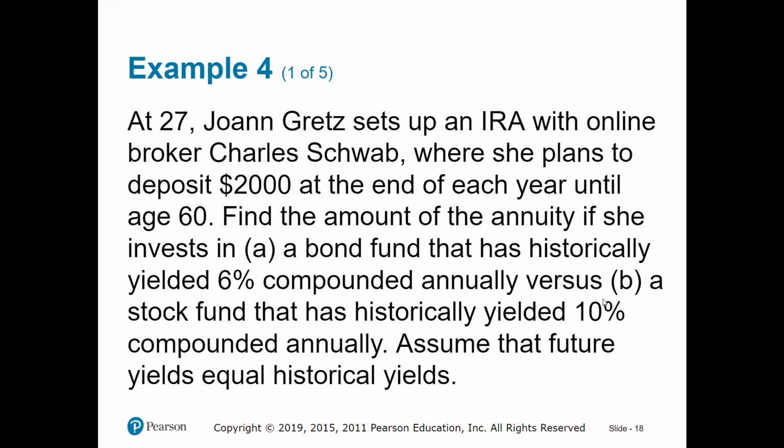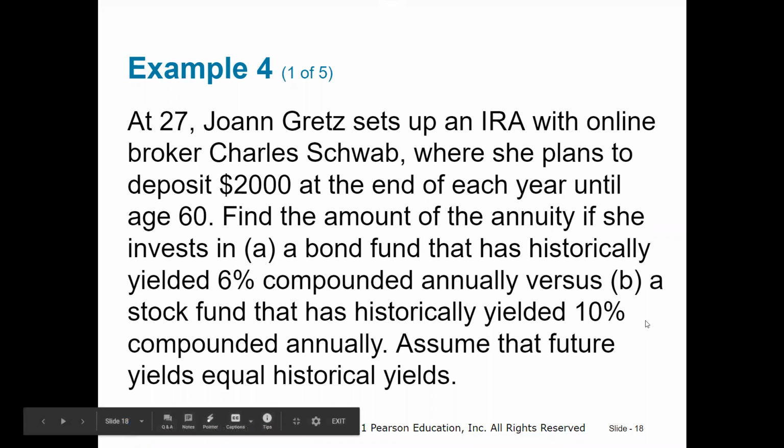All right. At 27, Joanne Gretz sets up an IRA with online broker Charles Schwab, where she plans to deposit $2,000 at the end of each year until age 60. Find the amount of the annuity if she invests in either A, a bond fund that has historically yielded 6% compounded annually, versus B, a stock fund that has historically yielded 10% compounded annually. Assume that the future yields equal historical yields.